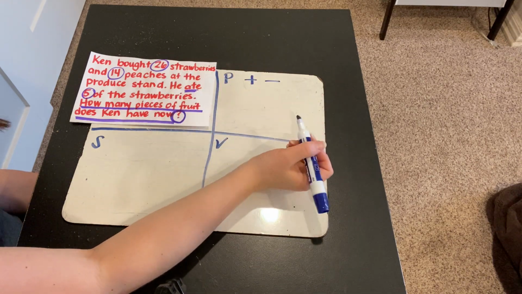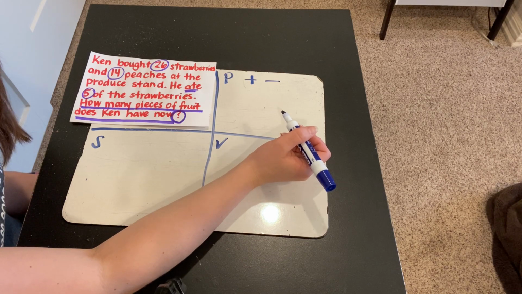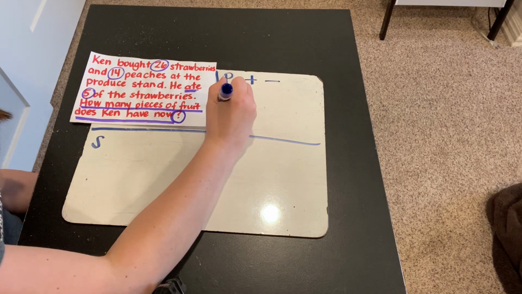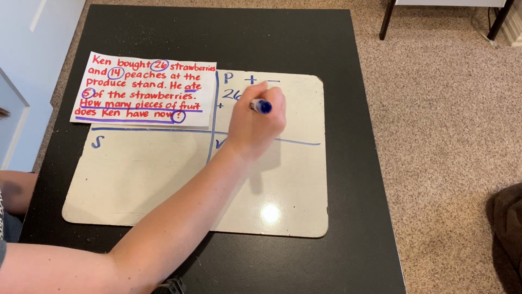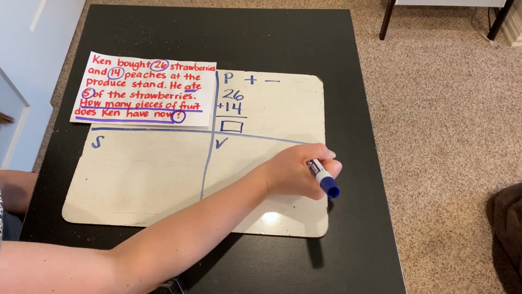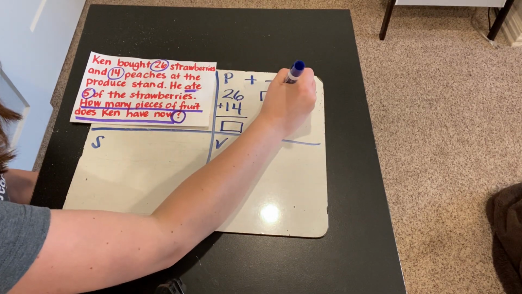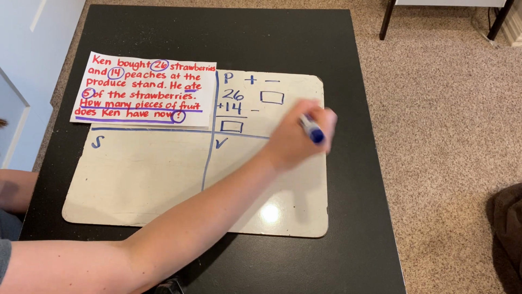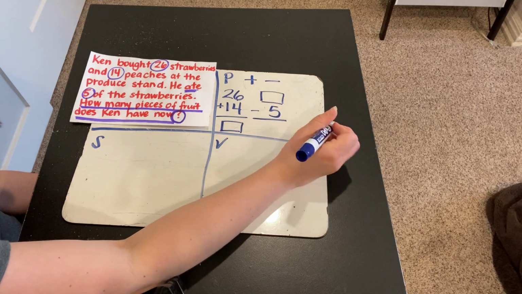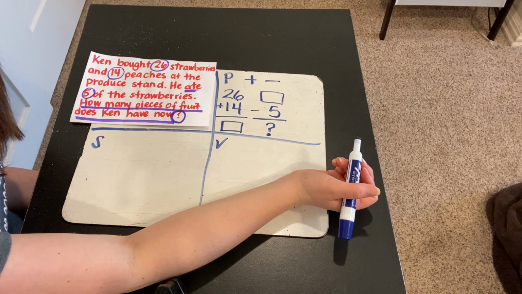So when Ken bought 26 strawberries and 14 peaches, how would I figure out how many pieces of fruit he had then? I would add 26 plus what? 14 to figure out how many total pieces of fruit he had. And then he ate some of that fruit. So I would take that total and subtract how many? 5, because he ate 5 strawberries. And then whatever I end with should be the number of pieces of fruit that Ken has now.